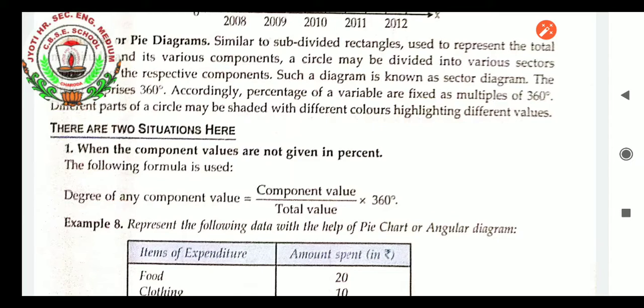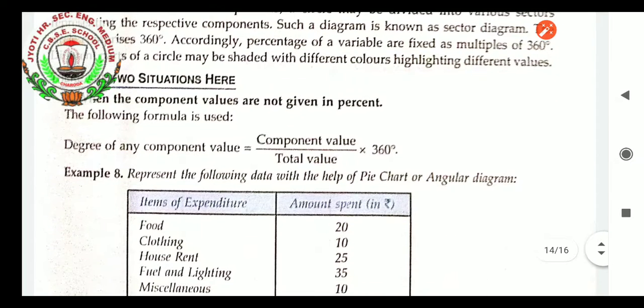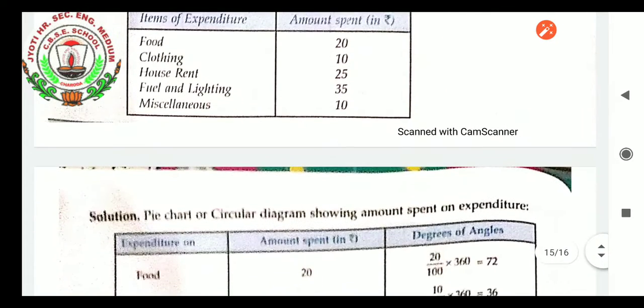There are two situations here. When the component values are not given in percent, the following formula is used: degree of any component value equals component value upon total value into 360 degrees. So this way we can get the percentage, students, and we can make the pie diagram.